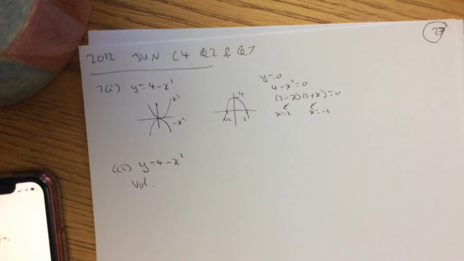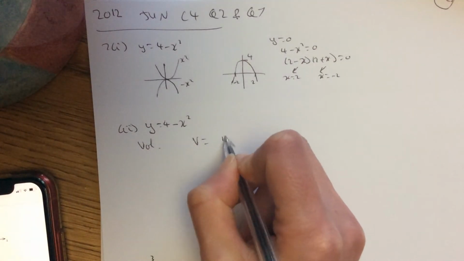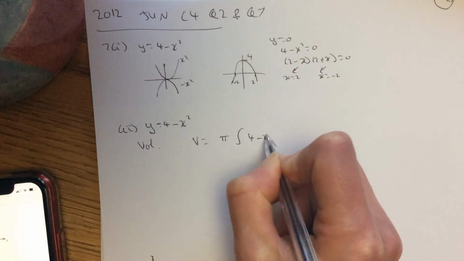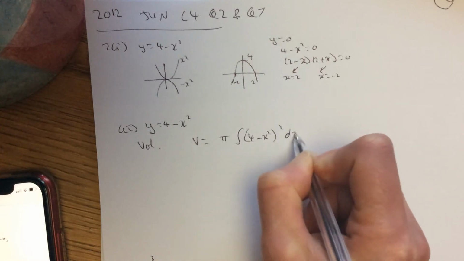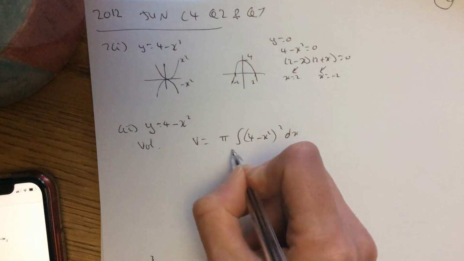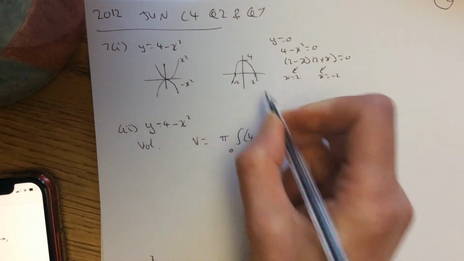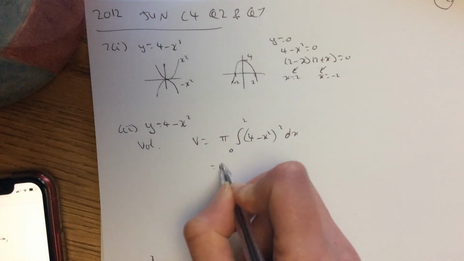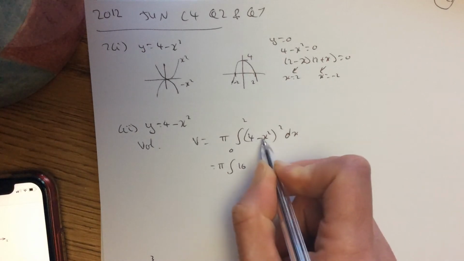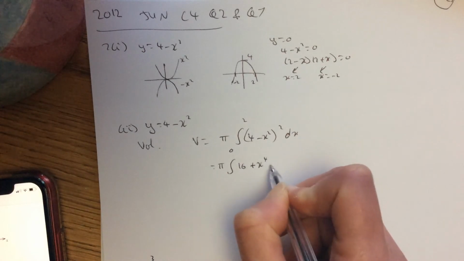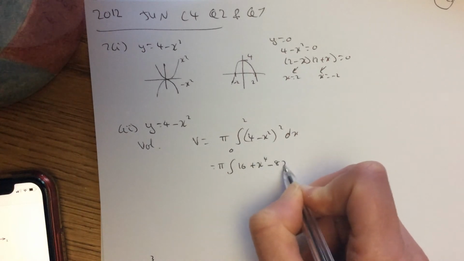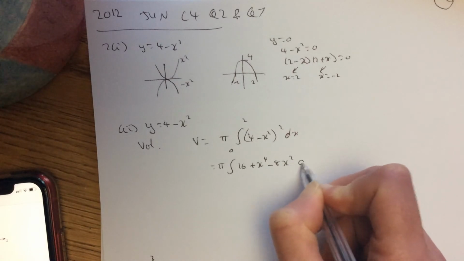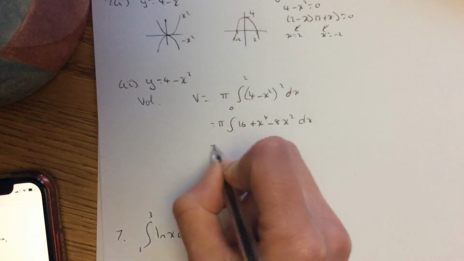Now I want the volume. So the volume is pi y squared dx, and I am between 0, this bit here, and 2. So let's square out those brackets. Square the first, square the last, and double the product. So it's minus 8x squared dx. And that's straightforward to integrate.